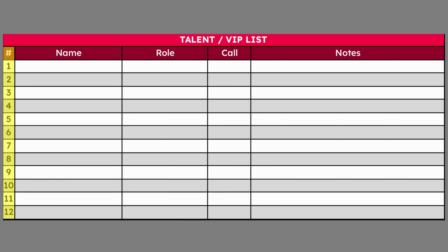For your talent sheet, we have their name, their role, their call time, which is the time that you expect them to be there, and any notes that you might have about that person. Sometimes we'll have notes about who's driving, or if they're coming from out of town, or if they need to remember to bring something. We usually put those notes in that section.